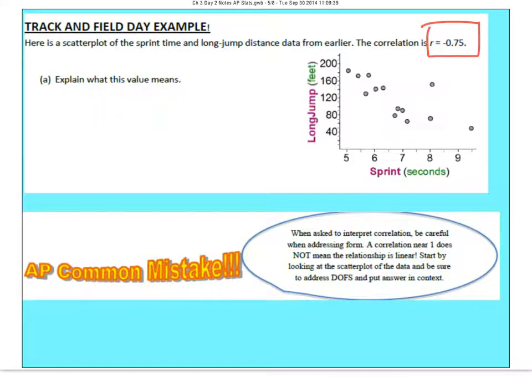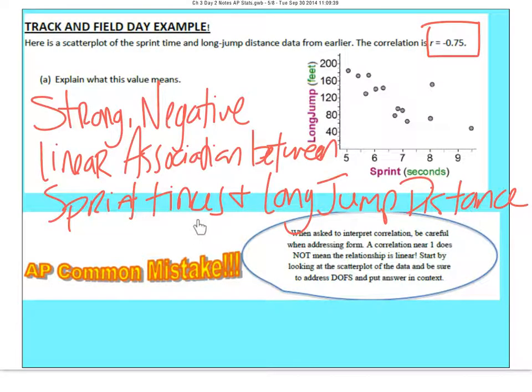So really, this is where the DOFS comes into play, with exception to the outlier. We can tell from this correlation that it's negative for the direction. The form by the scatter plot is somewhat linear, and the strength of it is somewhat strong. So what I'm going to say here is there is a strong negative linear association between sprint and long jumps. And that would be a nice way to conclude what we see is happening.